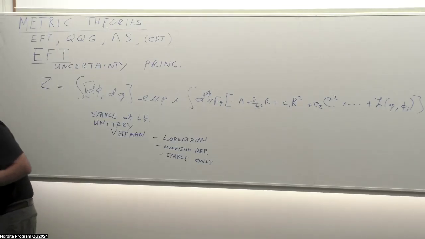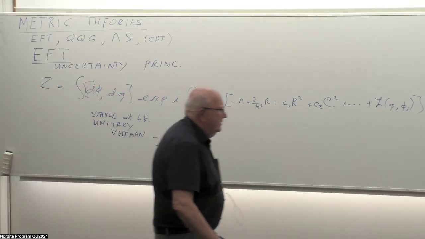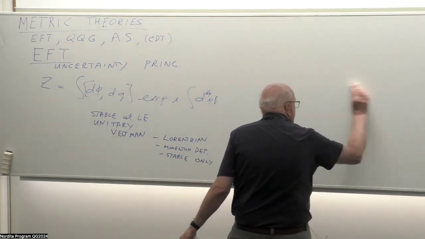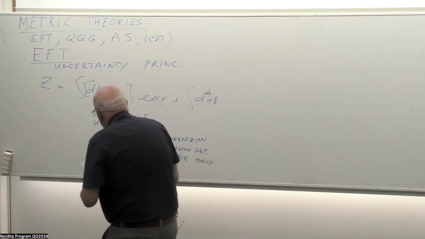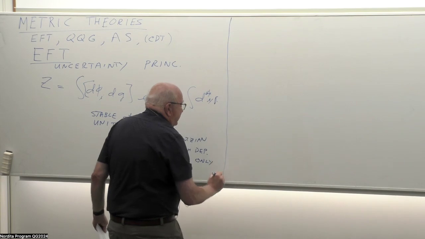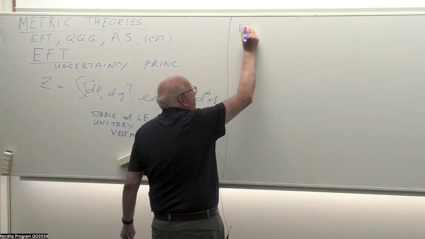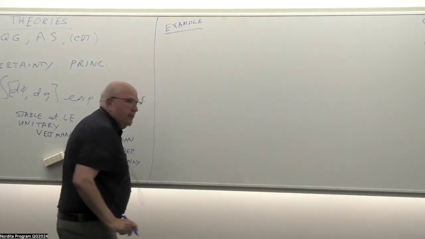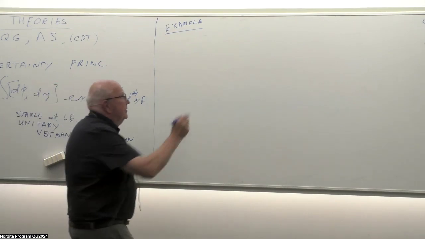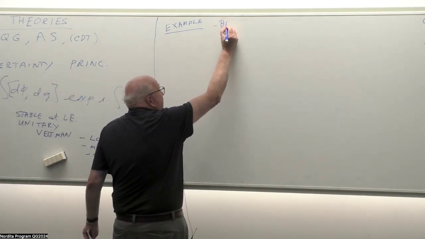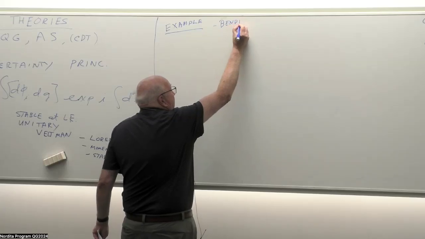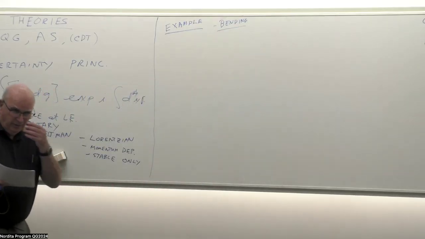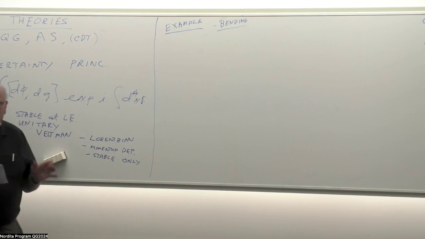Okay. Let me just give you an example of a calculation. The example is going to be massless particles bending around a massive particle. So bending of light. By the way, I'll send my script to the organizers and you can see some of the formulas that I'm not going to take the time to write.